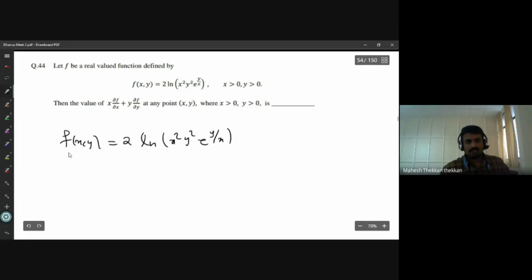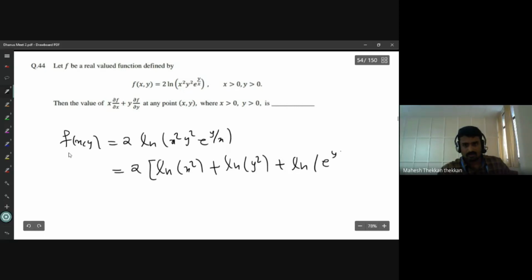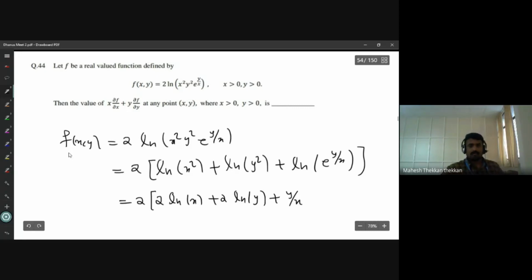If you go directly to compute the partial derivative with respect to x and partial derivative with respect to y, it will be tough. So better you use the property of log. So 2 times you can write log of x square plus log of y square plus log of e raised to y by x. So this will give you 2 ln x plus 2 ln y plus y by x. That's all, right? Now you can take the partial derivative with respect to x, partial derivative with respect to y.